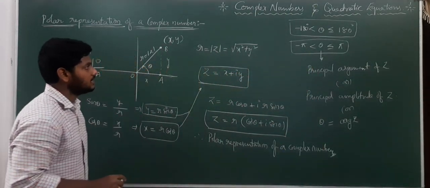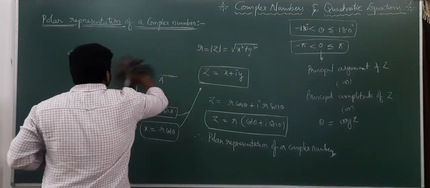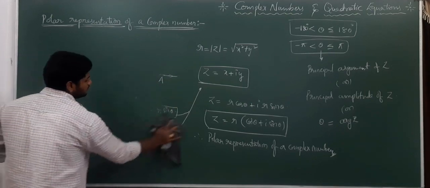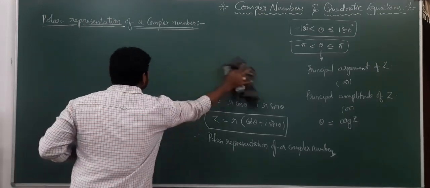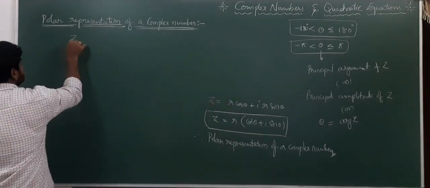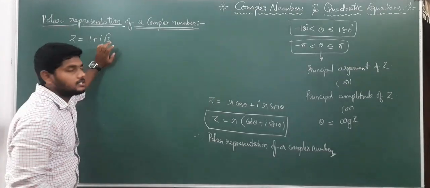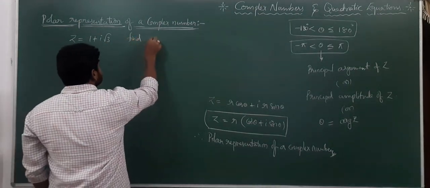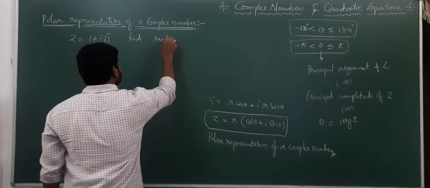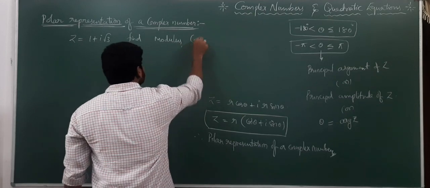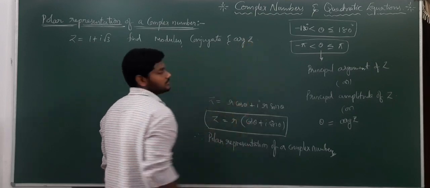See how they will ask questions. I will tell one example. If z is equal to 1 plus i root 3, they will give one complex number. Based on this they will ask to find modulus, conjugate, and argument of z, nothing but arg z, right?